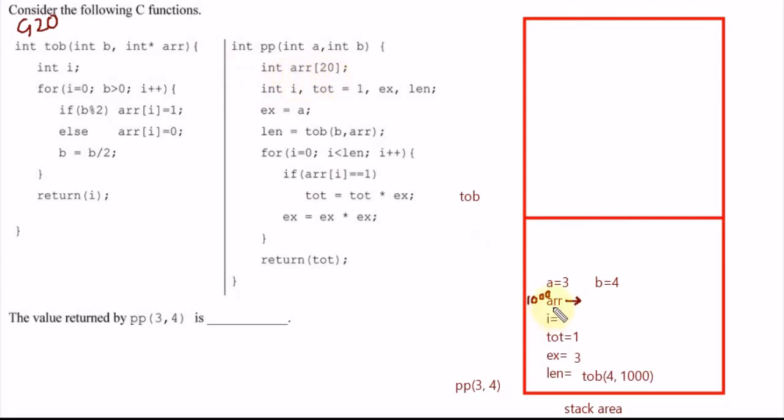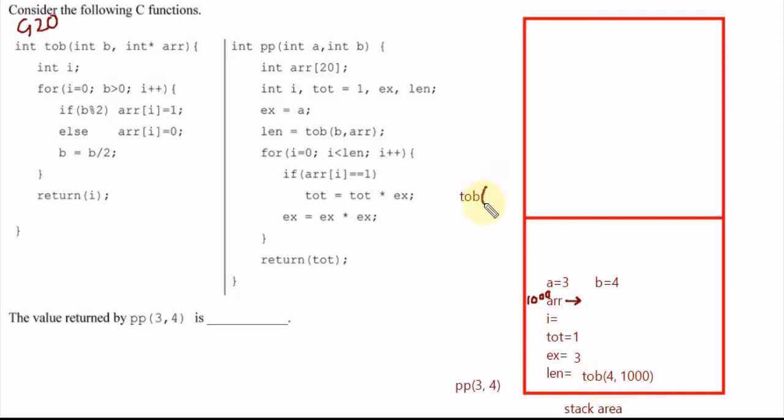The array also works like a pointer, and we have assumed that the base address of the array is 1000. So 1000 will be stored inside this array, and we have taken this integer i, tot initialized with 1, ex and length not initialized. We store the value of a, that is 3, inside ex. So ex will contain 3. Now we store the value returned by tob(b, array) inside length. So inside length we are going to receive the value returned by tob(4, 1000).